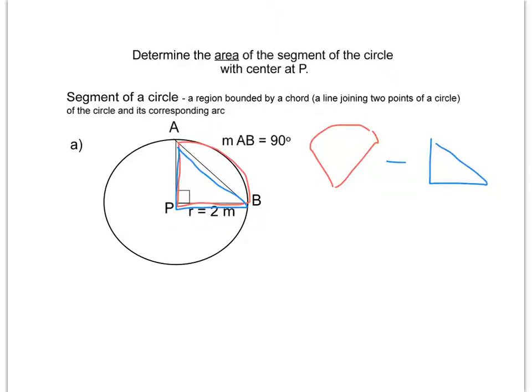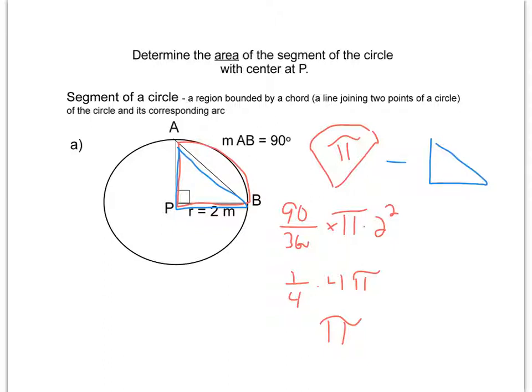I know that's going to be my central angle, 90 over 360, times pi times my radius squared, which is 2 times 2. So this is 90 over 360, which is 1/4, times 2 squared, which is 4, times pi. 1/4 times 4 pi is pi. So I know that the whole area of my sector is pi.